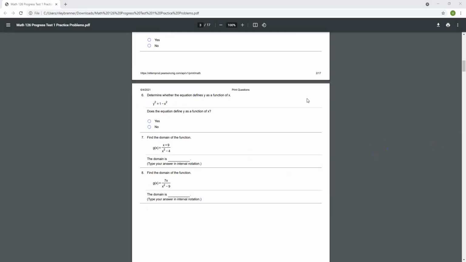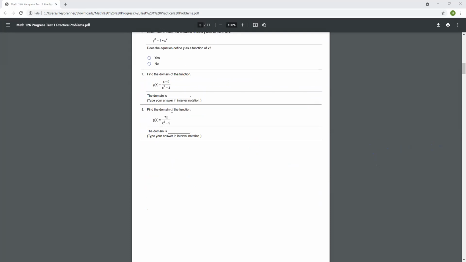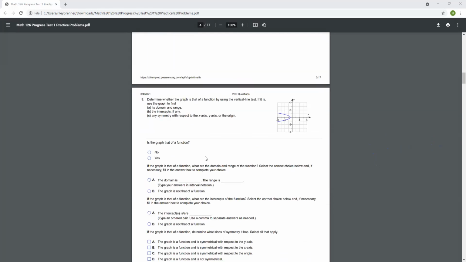8 is exactly the same. You're just going to take the bottom of that fraction and set it equal to 0, solve, and then those are where your domain issues are, and then write it in interval notation. Okay.